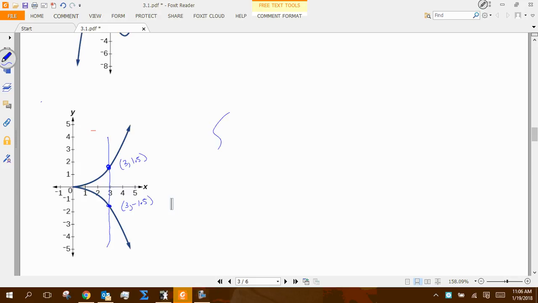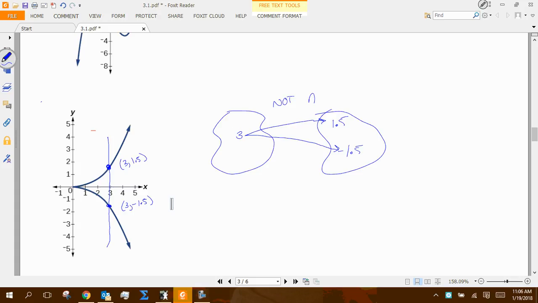So if I go back to a mapping, we're getting that when my input is 3, my output is either 1.5 or negative 1.5. So that input of 3 is now being paired with 2 outputs. This x value has 2 y values, and that means it's not a function. So we've failed the vertical line test because this vertical line here, and all these vertical lines except for that one, are intersecting our curve at 2 spots. And when you intersect at more than 1 spot, you fail the vertical line test.